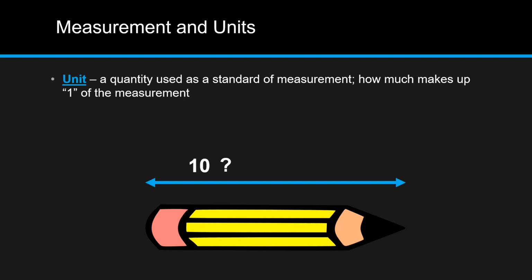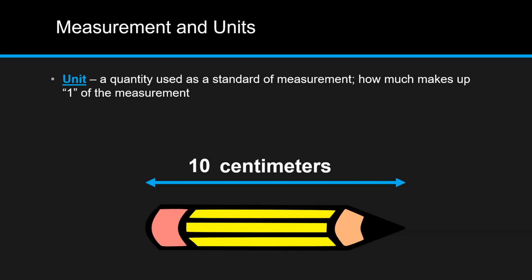For example, let's look back at our pencil. If I were to describe the length of my pencil from end to end, and I told you it was 10, I have to tell you the unit I used to measure it. This pencil is 10 centimeters long. The unit I used to measure this pencil was centimeters. 1 centimeter is a specific length, and if I add 10 of them together, it would be the length of my pencil.